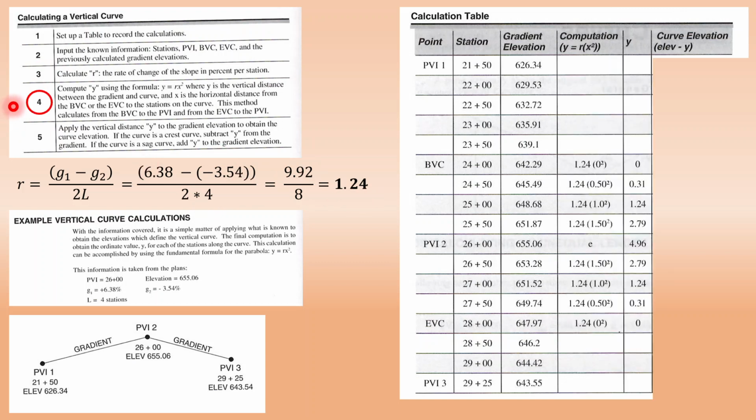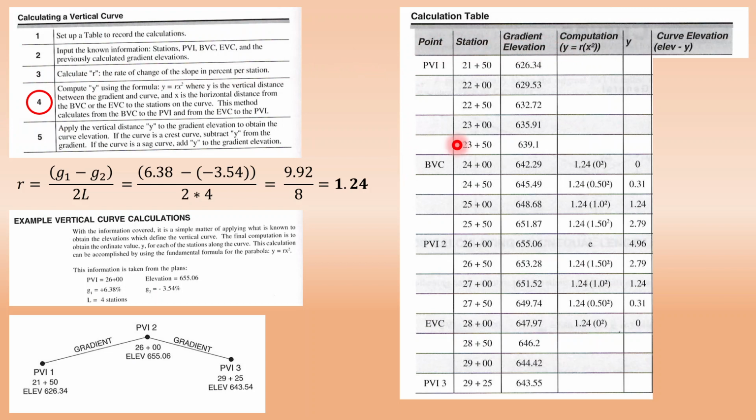Step 4 is to compute your y dimensions at each station from beginning to end of your vertical curve. So just like the equation we looked at a couple of slides ago, y is equal to your r value times x squared. And this is the one step that can be a little confusing.